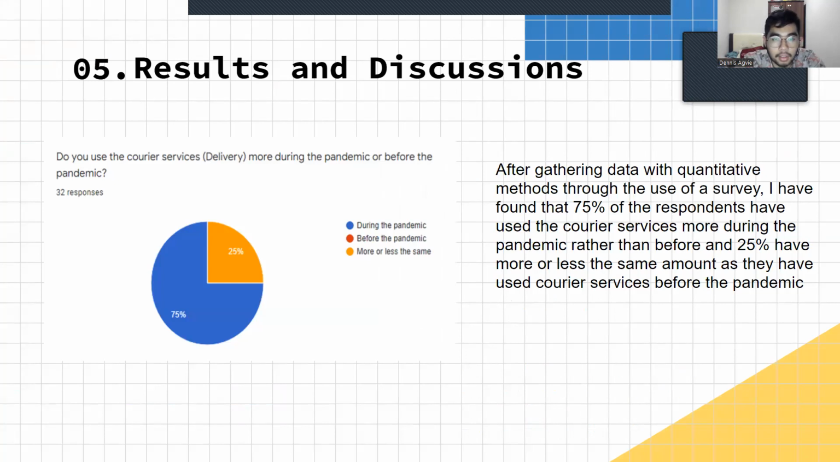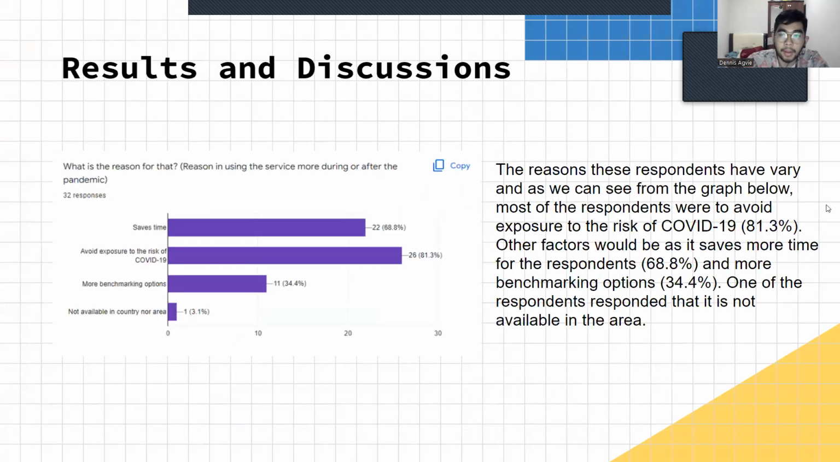As you can see from this picture, after gathering data with quantitative methods through the use of survey, I have found that 75% of the respondents have used this courier service more during the pandemic rather than before, and 25% have used it more or less the same amount as they did before the pandemic.